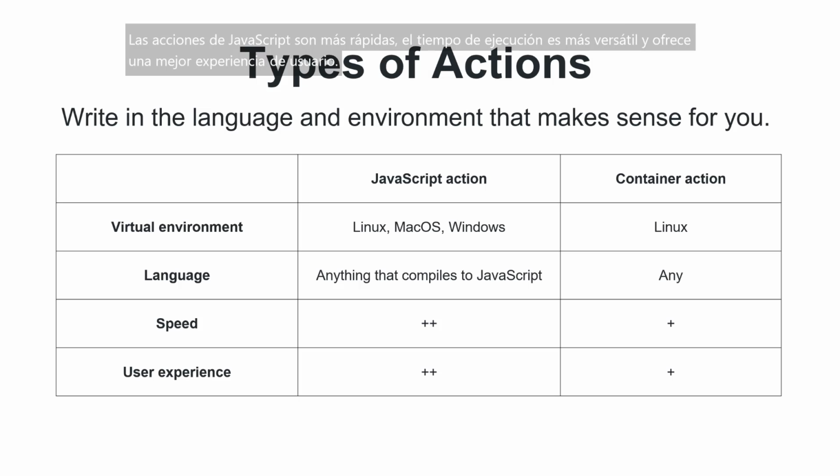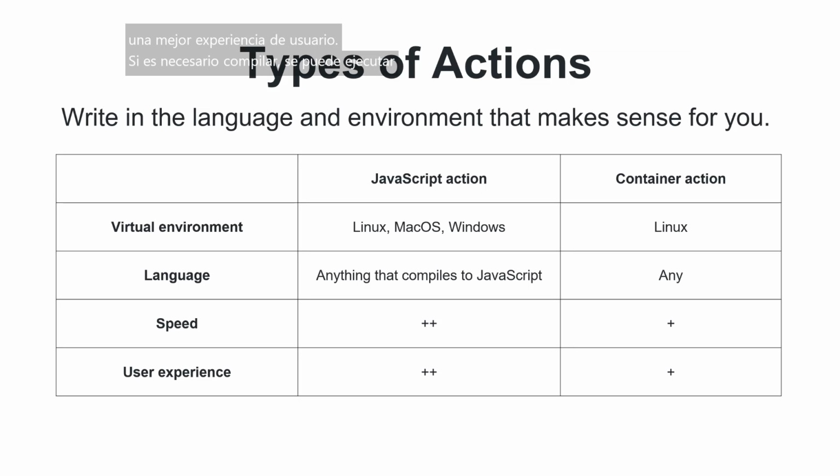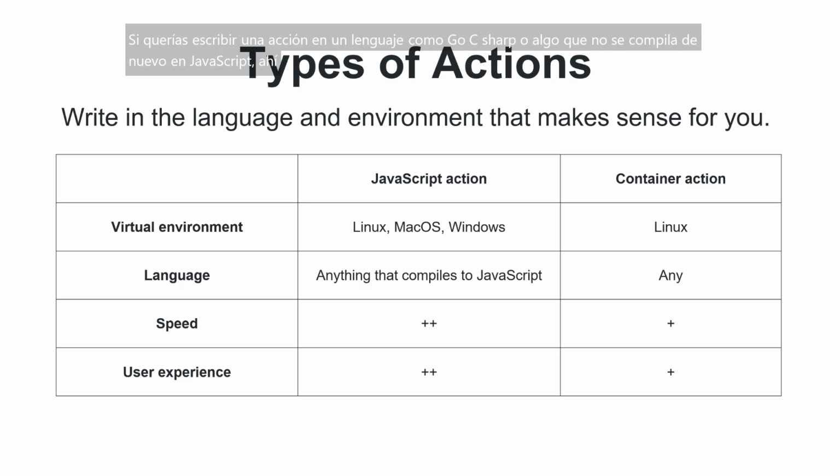Container actions, if something needs to compile, can be run in a container. Docker is similar to Beta 1 actions, but with updated syntax and argument passing. Or point to existing actions published to Docker Hub. If you wanted to write an action in a language such as Go, C#, or something that does not compile back to JavaScript, that is where you need to put the action into a container. The containers only run on Linux at this time.